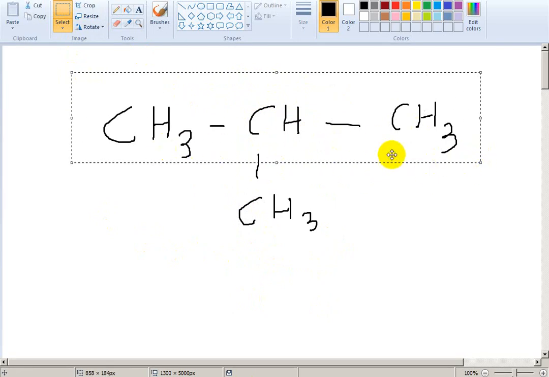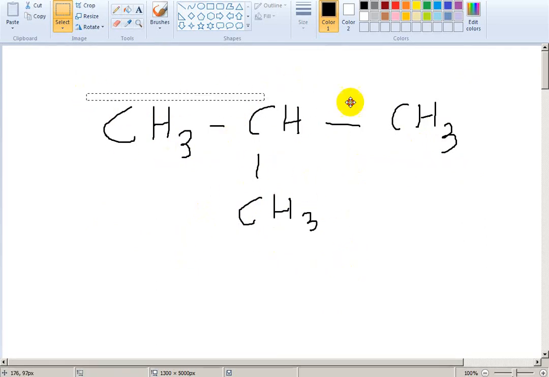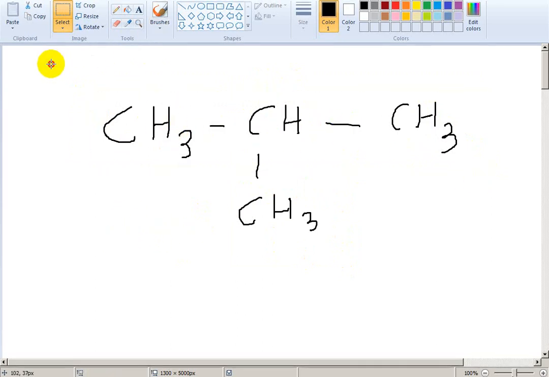Which one is the longest branch? 1, 2, 3. Or this branch, which is 2 carbons. This is the longest branch, 3 carbons. So I will give the naming for the longest. This will be the main compound. The longest branch is the main compound. 1, 2, 3. This is the main compound, the parent compound.